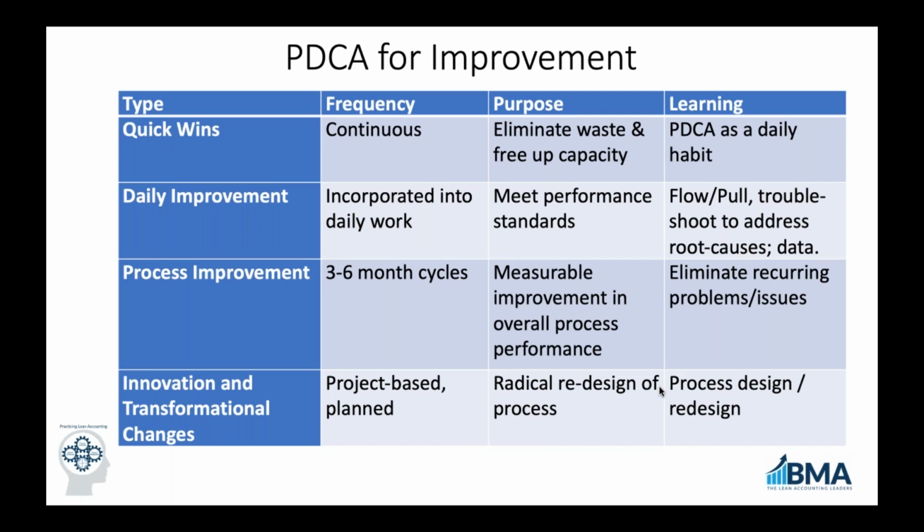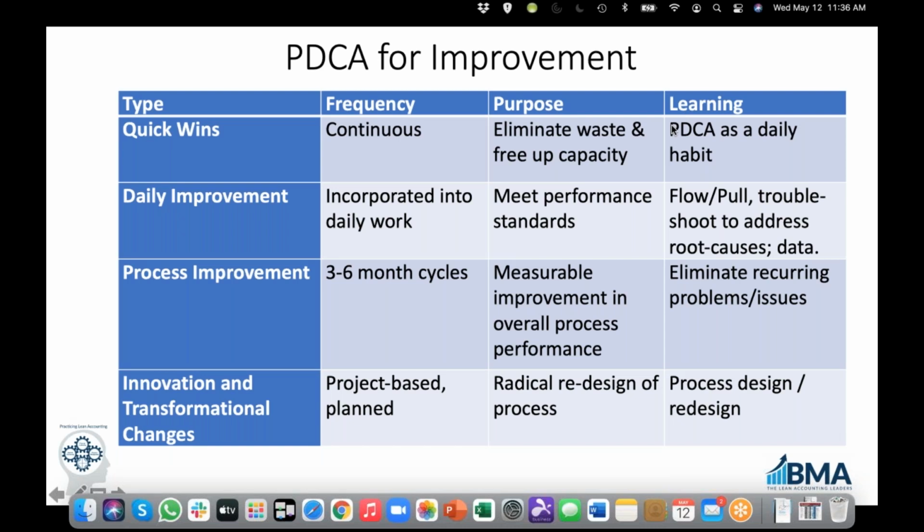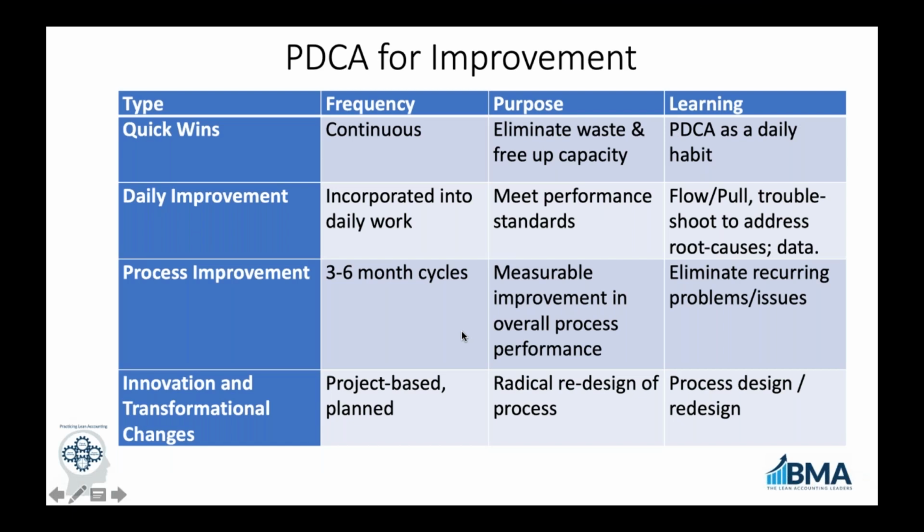There are very straightforward ways to get the team focused on things that they can control right away. That's the quick wins and the daily improvement where the team can create its own momentum, free up its own capacity so they have more time to think about and work on some of the more complex and cross-functional changes. So what we wanted to do now is give you examples of these types of improvement.